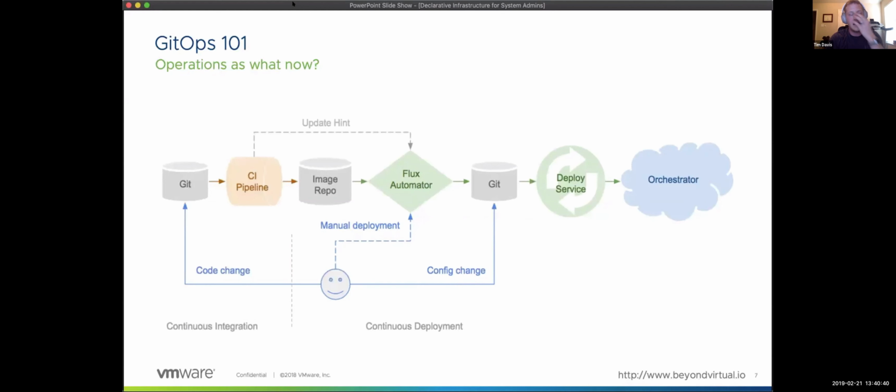GitOps was created by a company called Weaveworks. And what they mean is that their entire infrastructure operations are done where Git or GitHub is the single source of truth for their infrastructure. They are doing everything infrastructure as code. Their entire infrastructure, their operations, as it exists in production at any given point, exists in a Git repository.